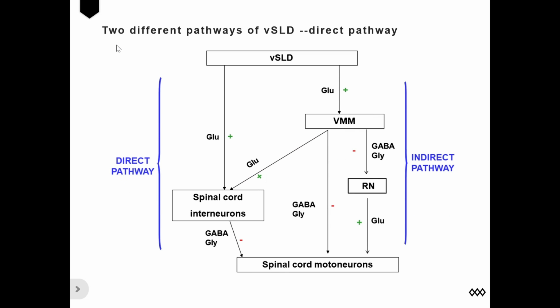The vSLD generates muscle paralysis by two different pathways. There is a direct pathway of excitatory vSLD glutamatergic projections to the interneurons of the spinal cord, which in turn inhibit the ventral horn skeletal motor neurons with GABA or glycinergic input.